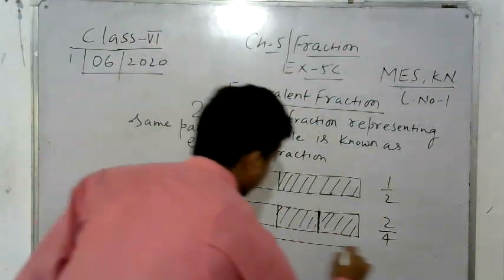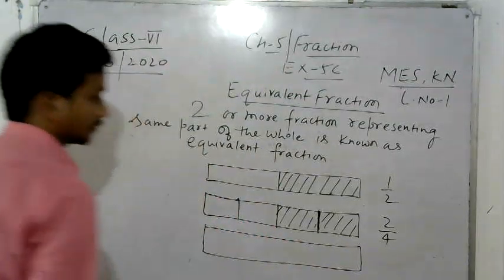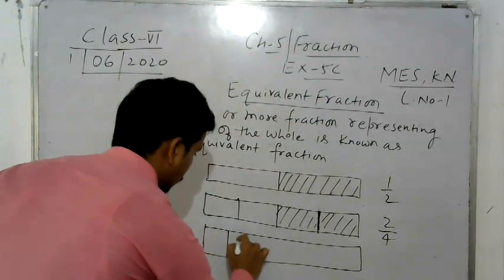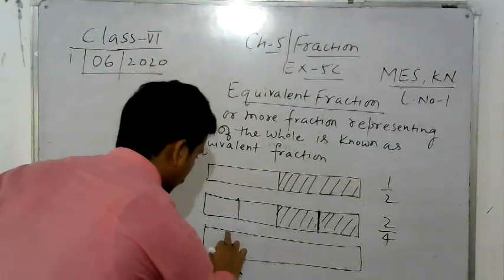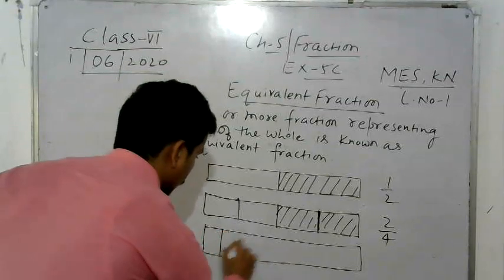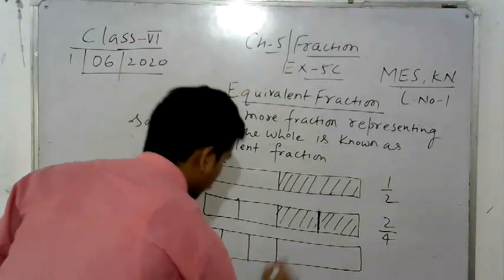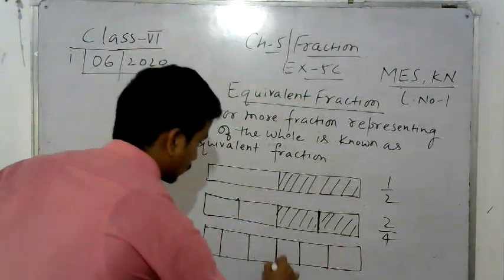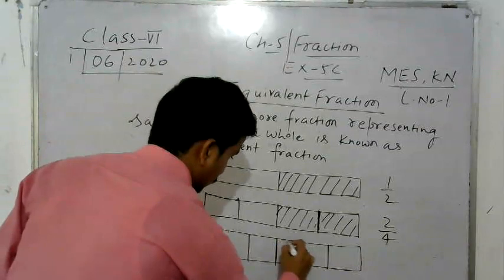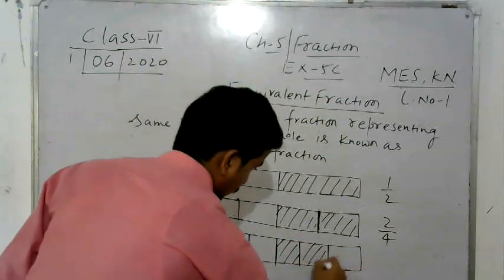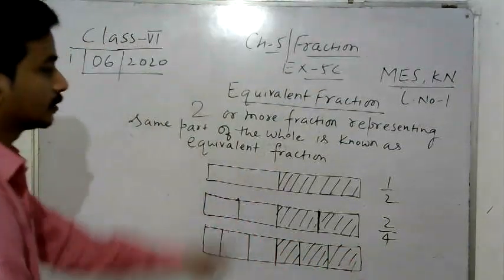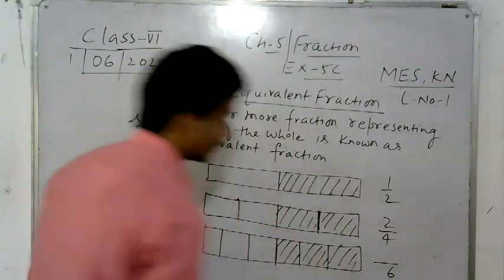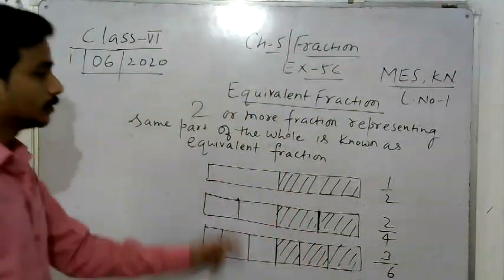Now again, if we divide the blocks into 6 parts, suppose 1, 2, 3, 4, 5, 6. If we divide this block into 6 parts, then out of six blocks, how many are shaded? 3 are shaded.